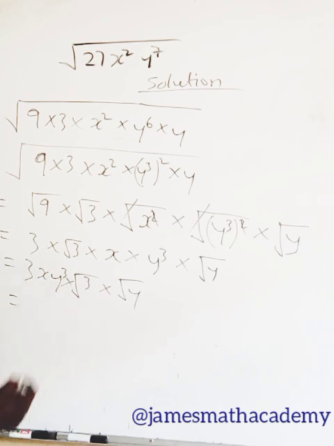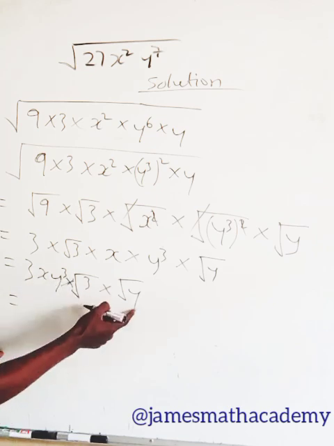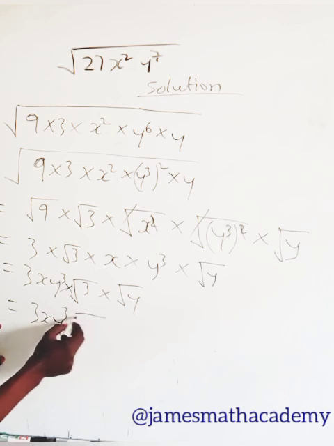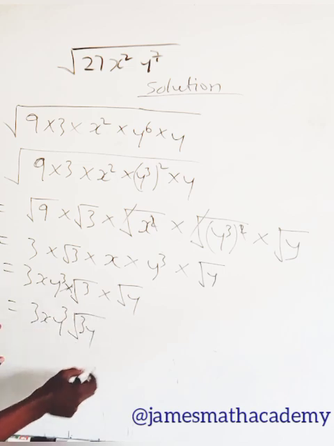I can decide to put my times here, or I can decide to leave it. So root 3 times root y is root 3y. So this can be written as 3x y raised to power 3 root 3y. So basically this is the answer to this simple radical problem.